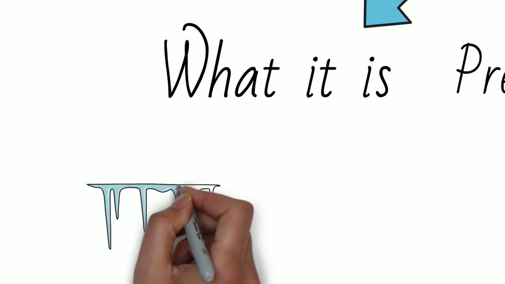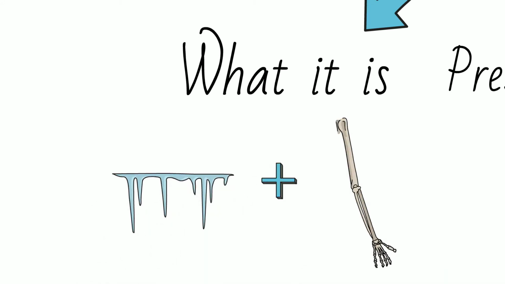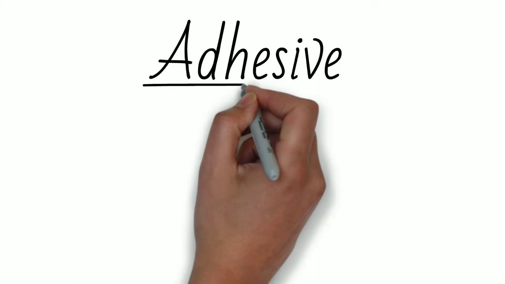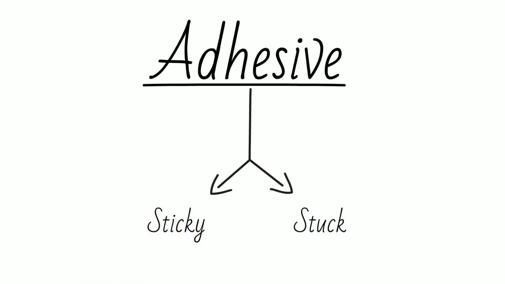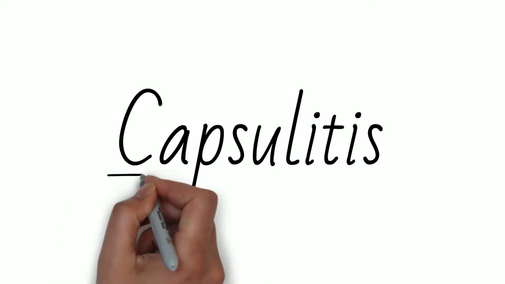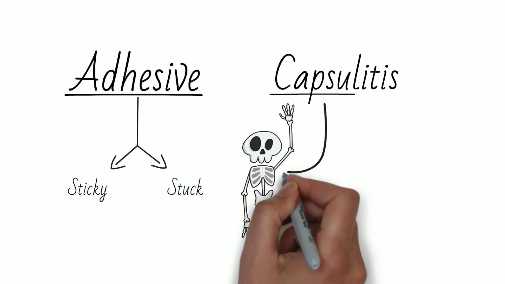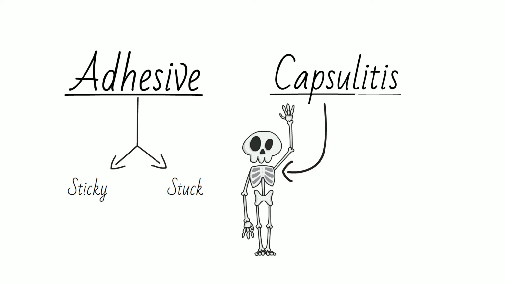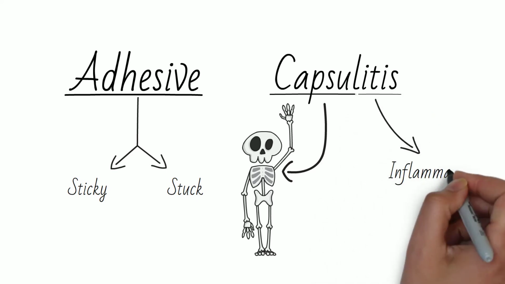So adhesive capsulitis is commonly referred to as frozen shoulder. This is because it is commonly found in the shoulder joint. So adhesive meaning something kind of sticky, stuck together, capsule referring to the joint capsule, and we're going to be getting into what the capsular pattern for the shoulder is. And then itis, the last part of the word, just meaning inflammation.